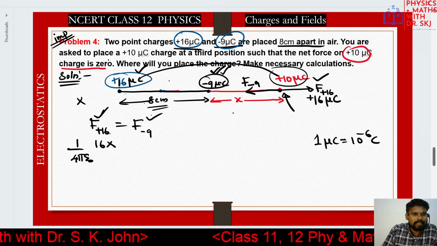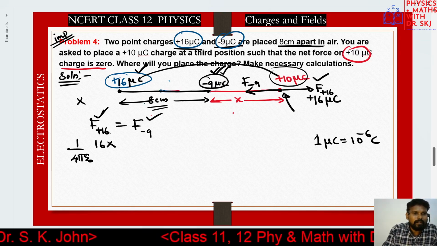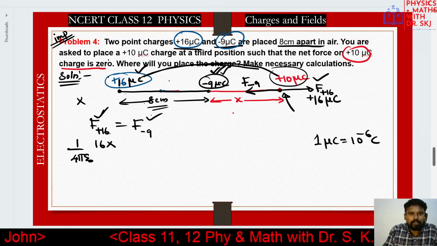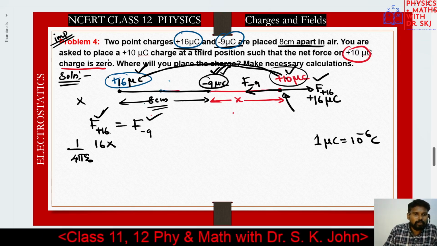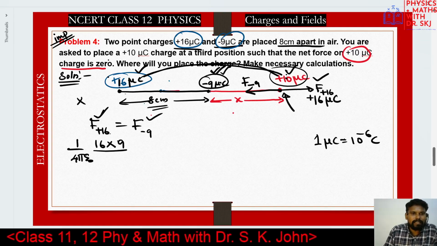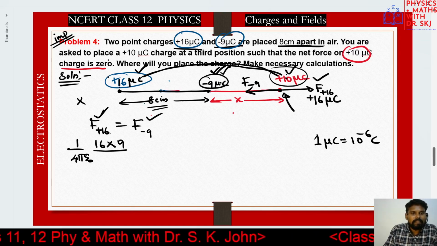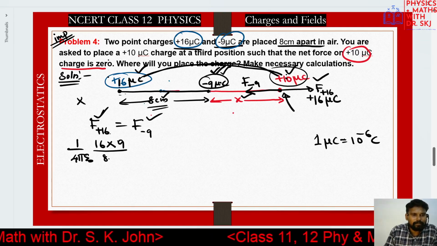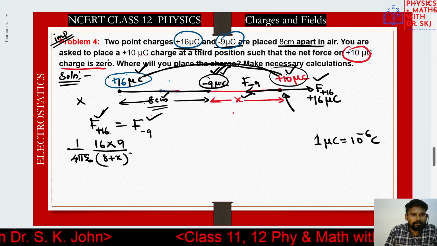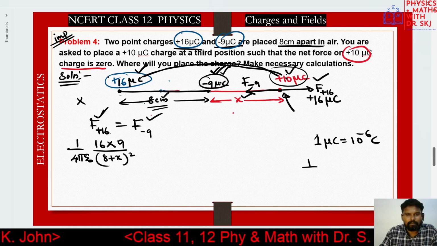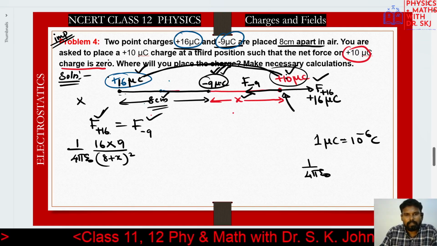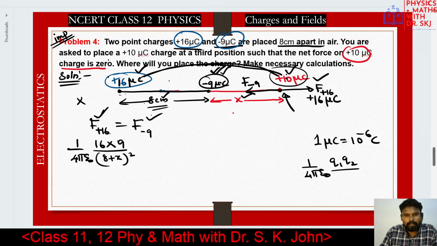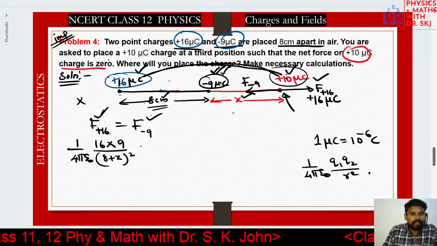So 16 into the other charge q1, this is q1. When we consider these two charges, this is q1 and this is q2. So 9 divided by distance square. What is the distance? 8 centimeter plus x. The total distance is 8 plus x, the whole square. I think you remember the equation 1 by 4 pi epsilon 0 q1 q2 by distance square. That is equal to what force?